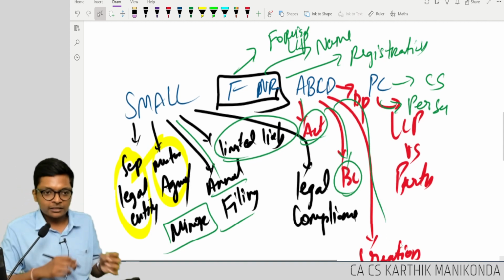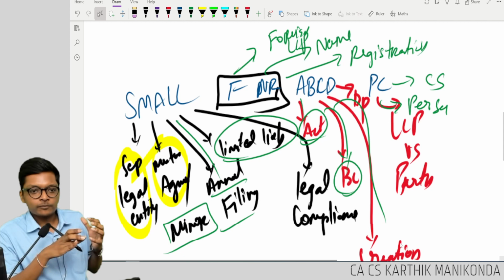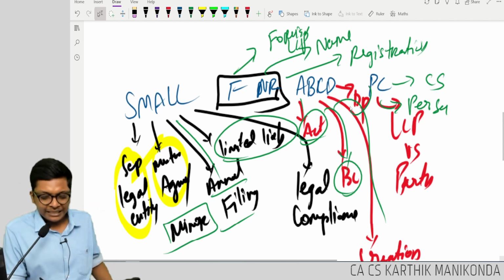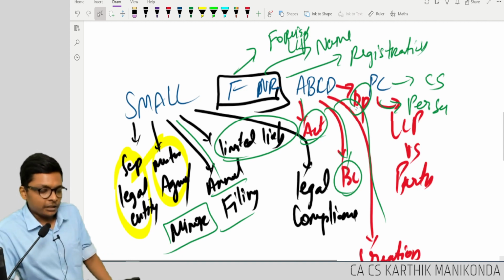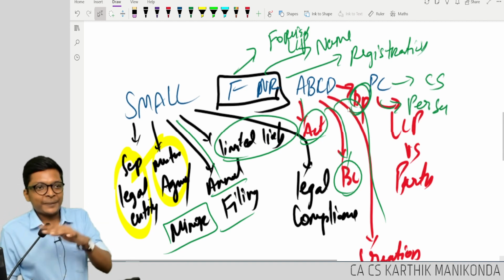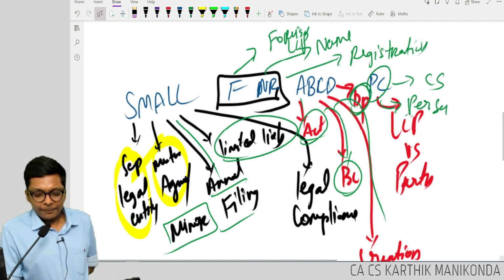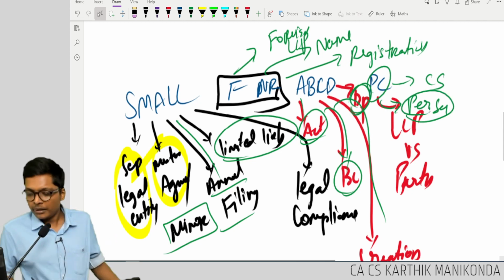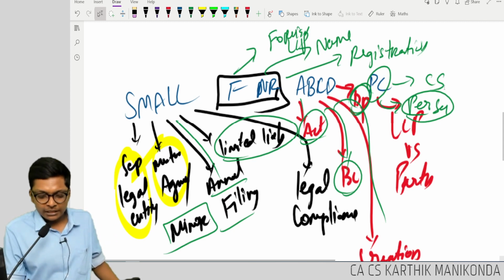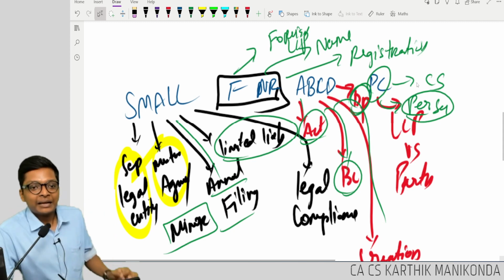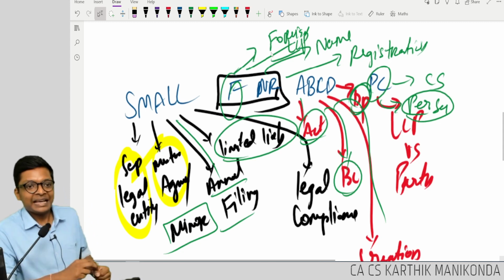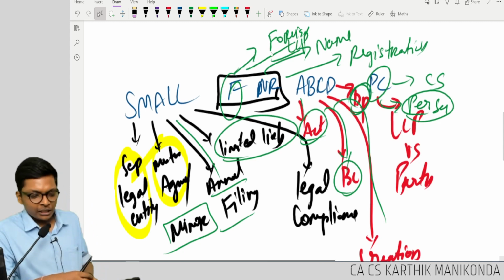C is creation. LLP is created by the LLP Act. Partnership, not by the Partnership Act. D is designated partner. There are two DPs here, nothing in partnership. PC, perpetual succession. There is the concept of perpetual succession in LLP, not in partnership. And common seal. Common seal is there only for LLP, not for partnership. And F is foreign LLP. LLP has a concept of foreign LLP.